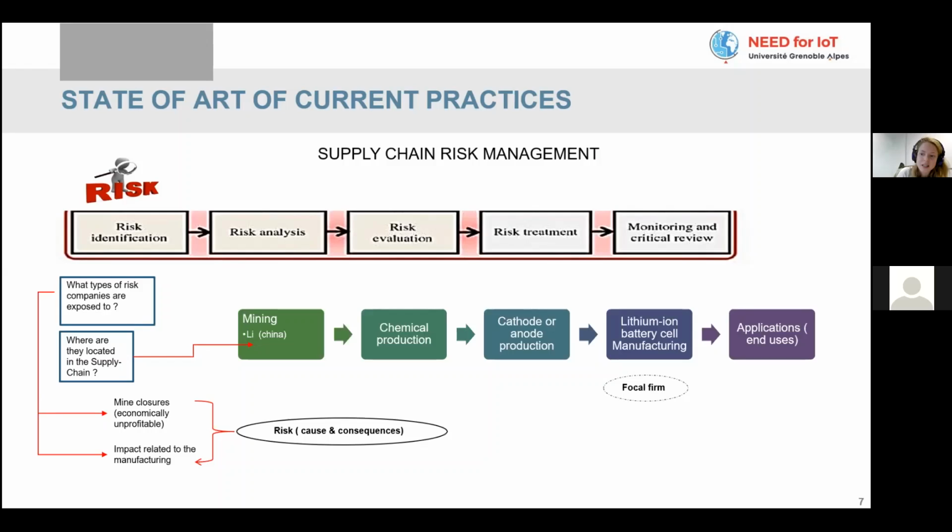Here we have a simple supply chain, just to illustrate my example. We have our focal firm, which is situated in France. We have manufacturing of lithium-ion. The problem here is in the mining step, which is situated in China. So we don't have lithium. So here we have our hypothetical scenario of risks.